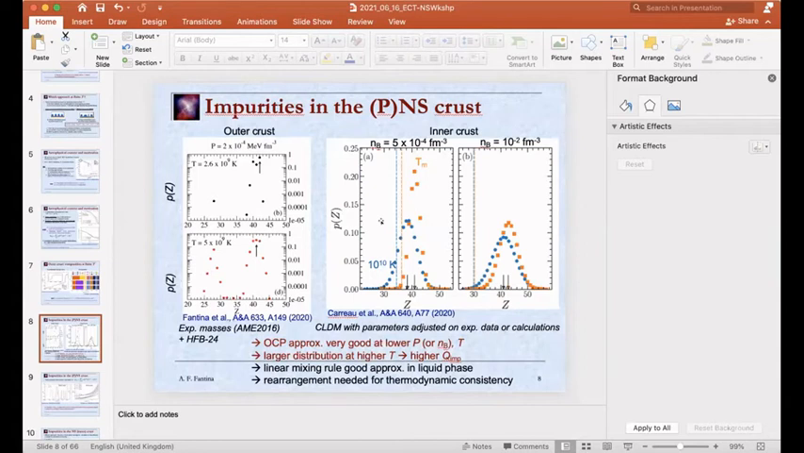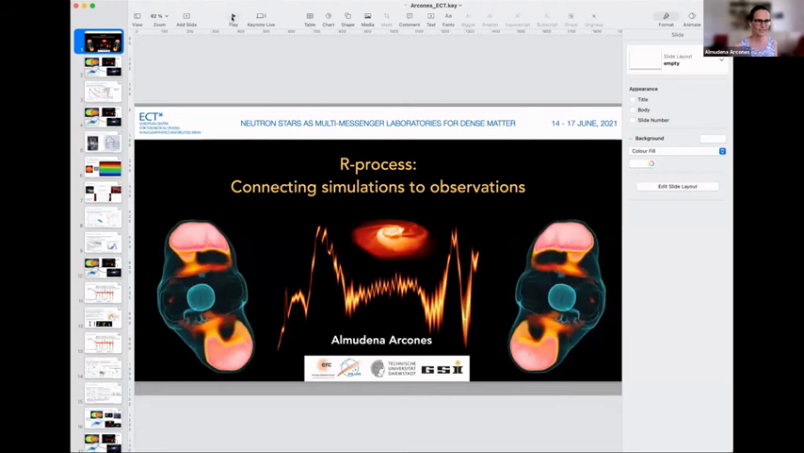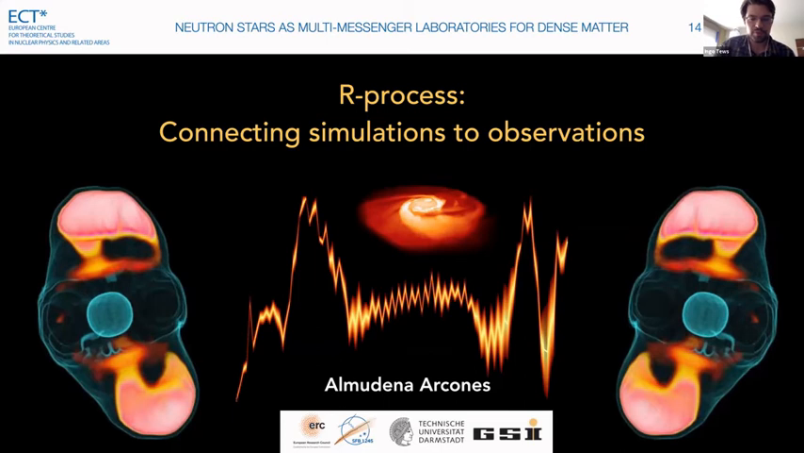Okay. If there are no other questions, let's thank Antea again and move on to our last talk of the day. Albertina, could you share your slides, please? Yes, I see them. Very good. Okay, that works. Great. So our last speaker of the day is Almudena Arcones from the TU Darmstadt, and she will talk about the r-process, connecting simulations to observations. Please go ahead. Thank you very much.